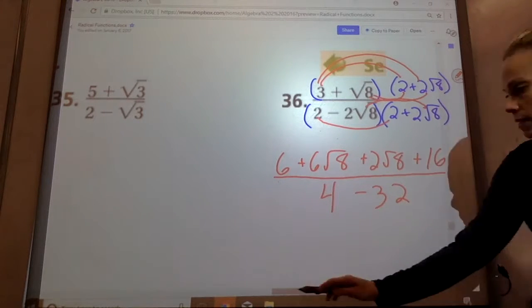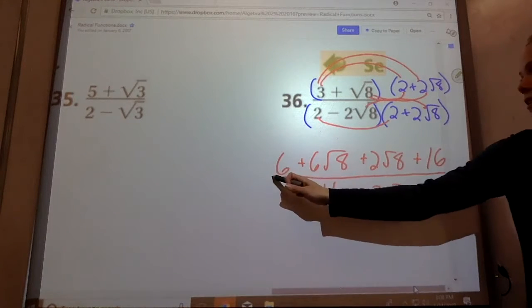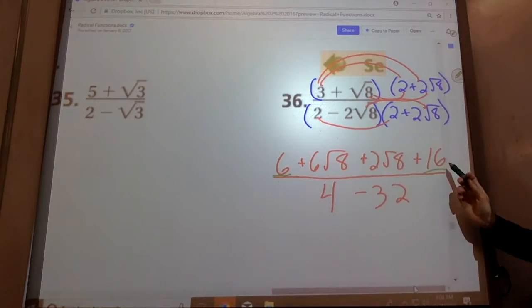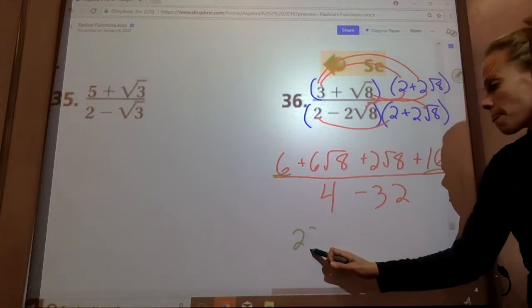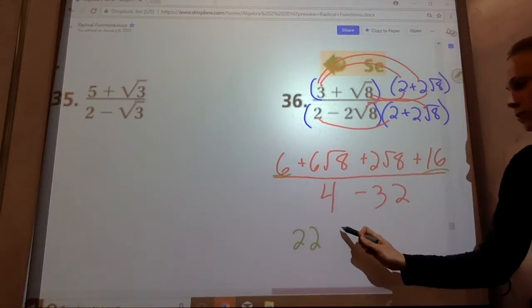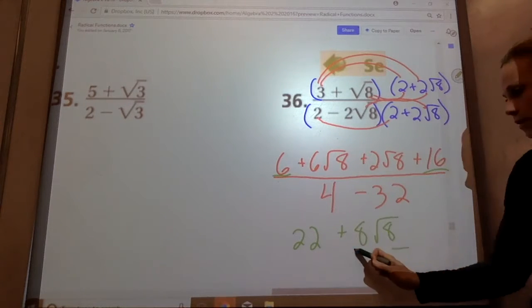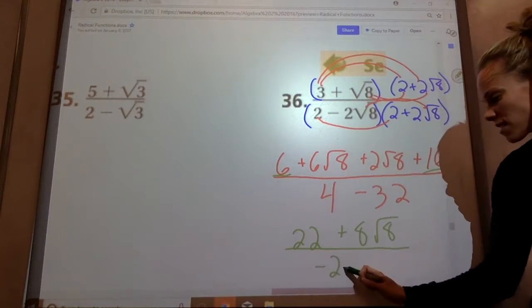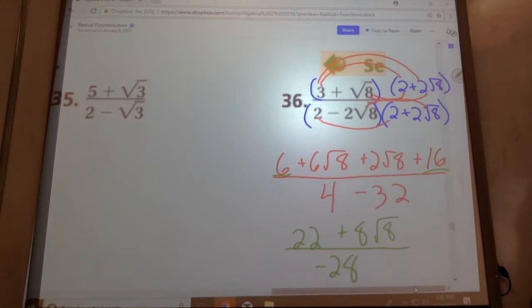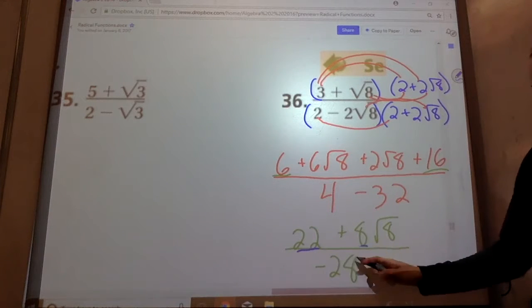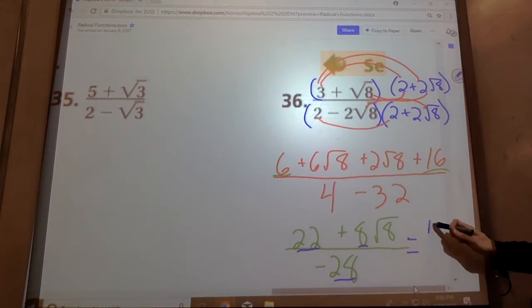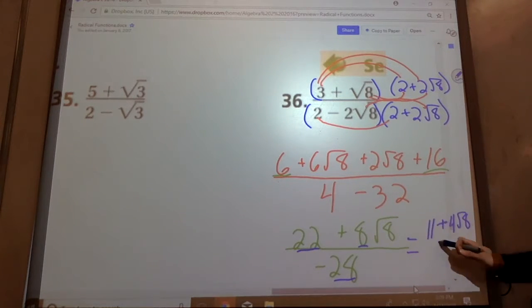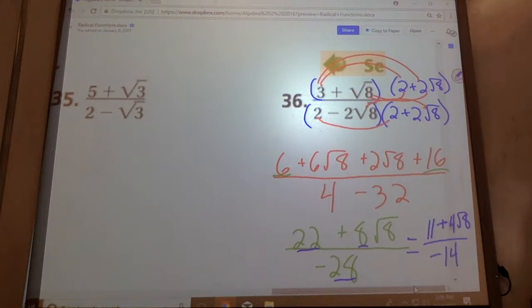And then I can simplify. 6 and 16 is what? 22. 6 root 8 plus 2 root 8 is 8 root 8. And then what's 4 minus 32? Negative 28. And then am I done? I can go one more step because, right, all of these I can take a 2 out of. So final is the 11 plus 4 root 8 all over negative 14. Then that's done.